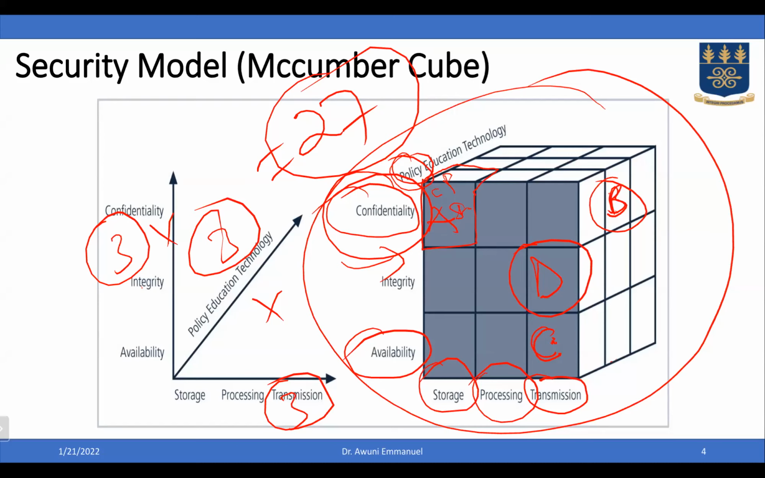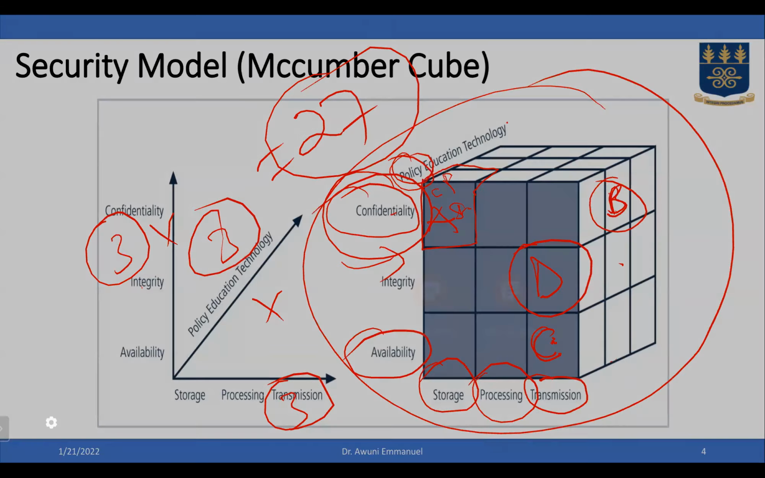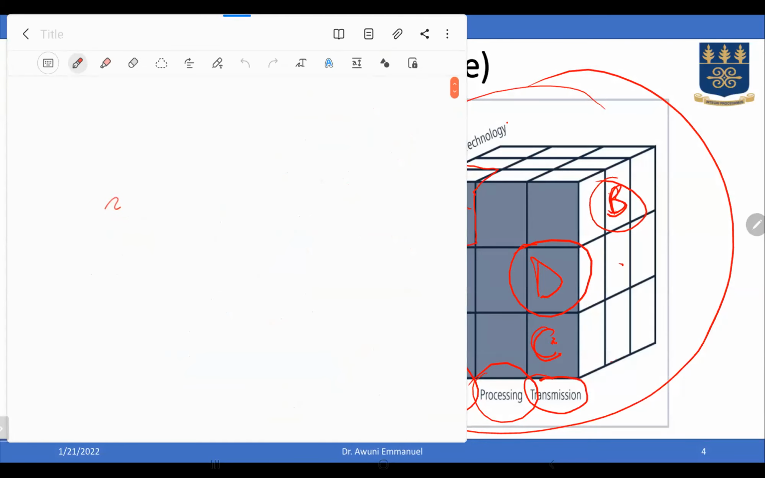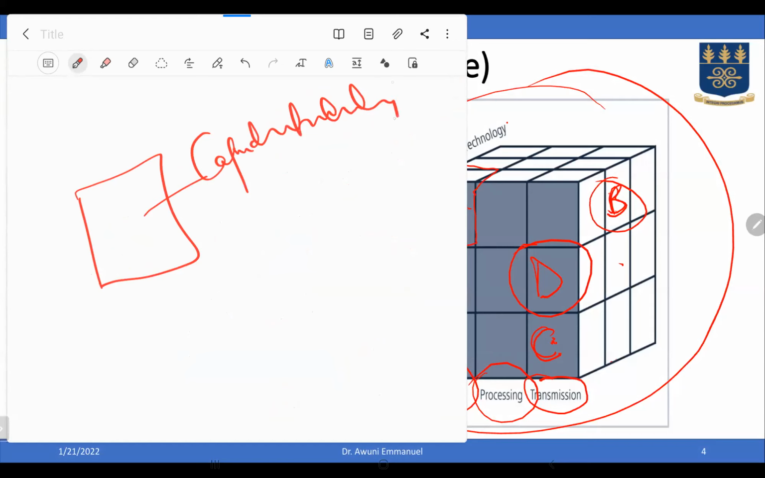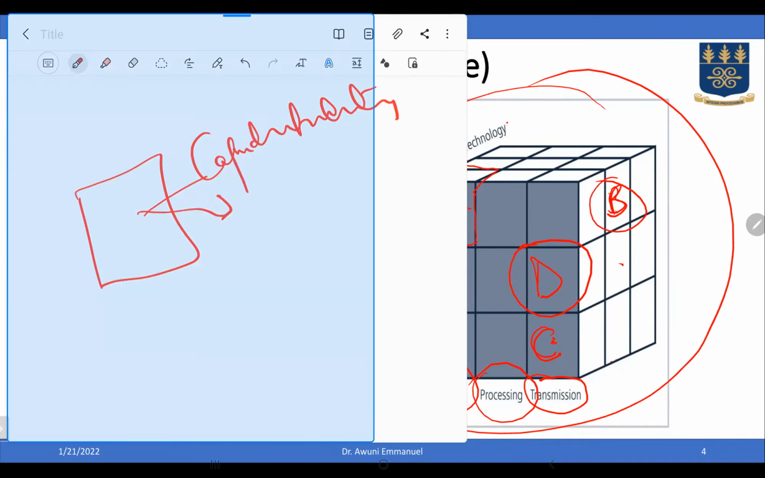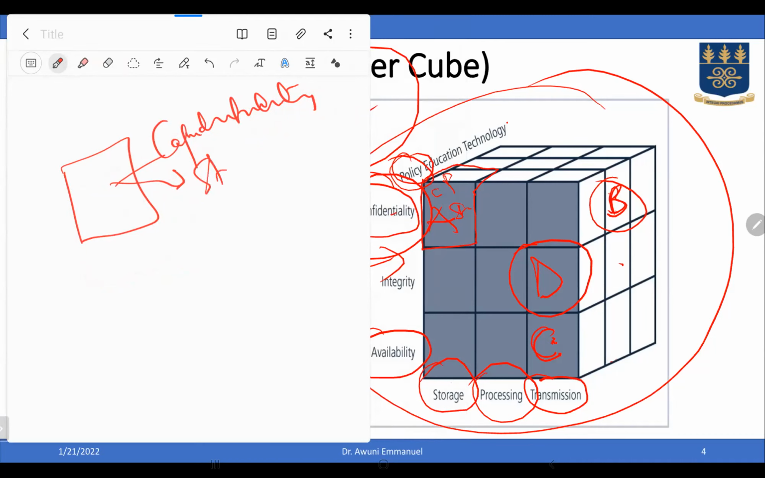Okay, very good. So this is the explanation. So we are talking about confidentiality, storage, and policy. So this is QA. So confidentiality, and then within the same cube, we have storage. That's QA here. And then we have policy. Okay, so this is the explanation. This is one of the gaps.